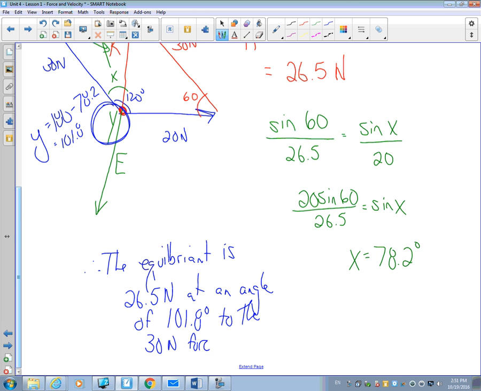And generally the questions will tell you which force you're dealing with, if you want it against the 20 or against the 30. It doesn't really make a difference. It's just which angle you find in the first place. Okay, and that's how we find an equilibriant.